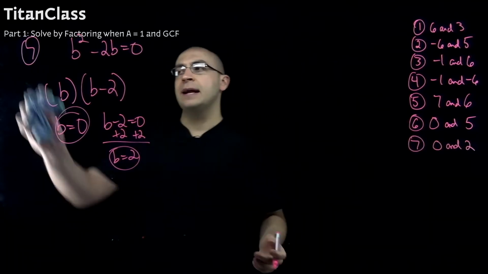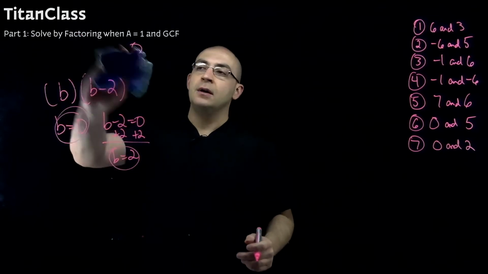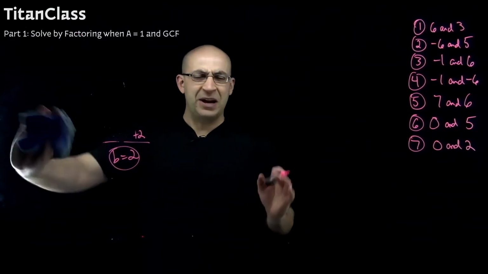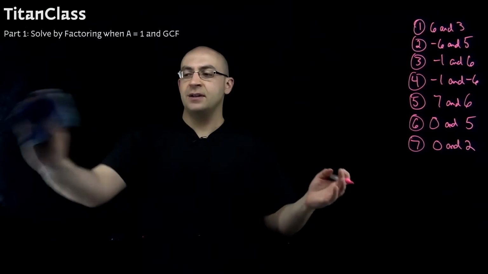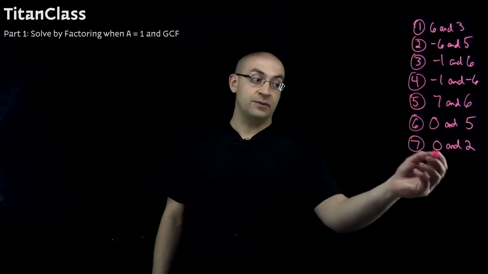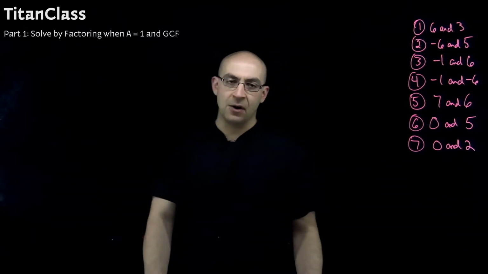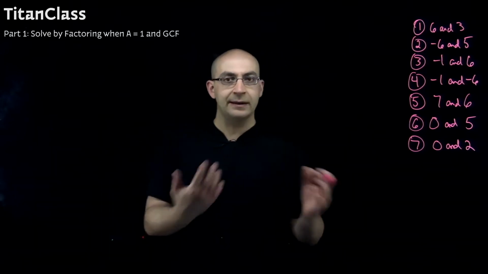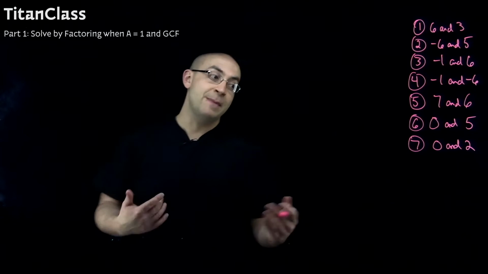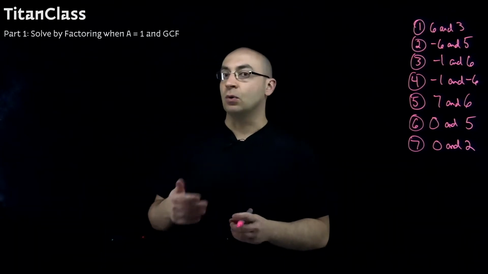Now, the way you write your answers is really up to your teacher. They may say put it in ordered pair form. They might say "and." They might say put the letter in front of it. So for this one, it would have been b equals 0 and b equals 2. But again, it all depends on the teacher, and on how the answer is supposed to be represented. They may want you to put your answer in ordered pair form.